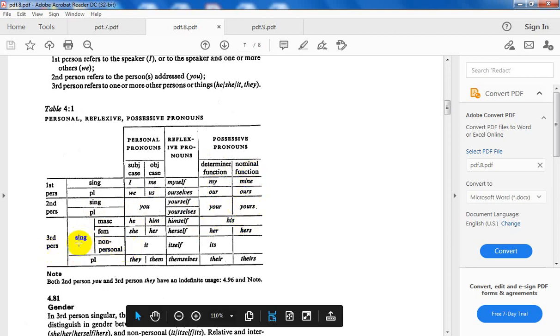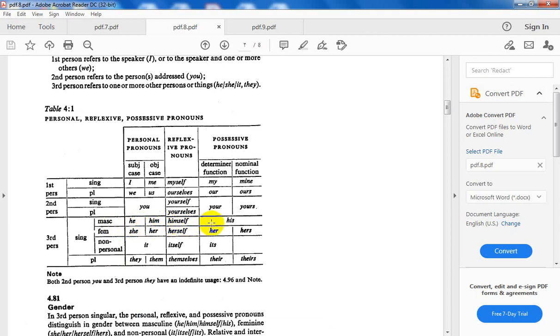Third person I have the singular form. I have masculine, feminine and non-personal. Masculine for he, him, himself, his. It is his as determiner and as nominal. Feminine she, her, herself, her, hers. Her for determiner and nominal function يعني it is hers.